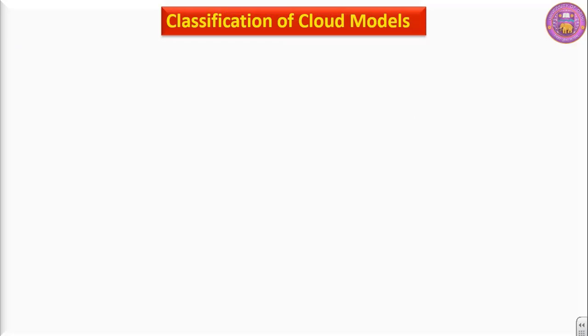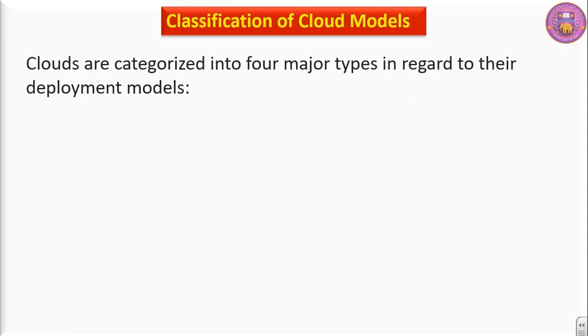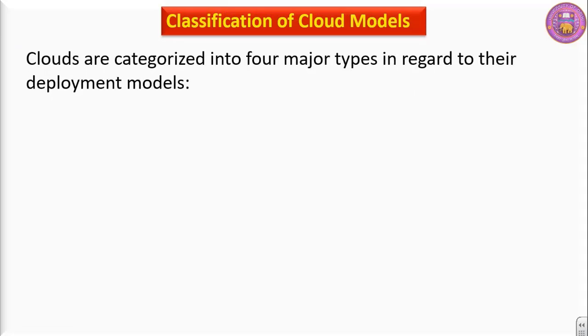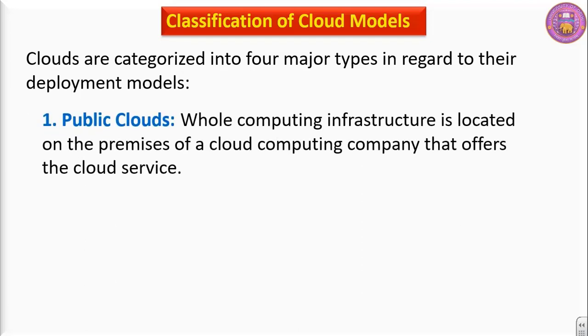Now the classification of cloud models. Clouds are categorized into four major types in regard to their deployment models. The first one is public cloud. In this case, the whole computing infrastructure is located on the premises of the cloud computing company that offers the cloud service.